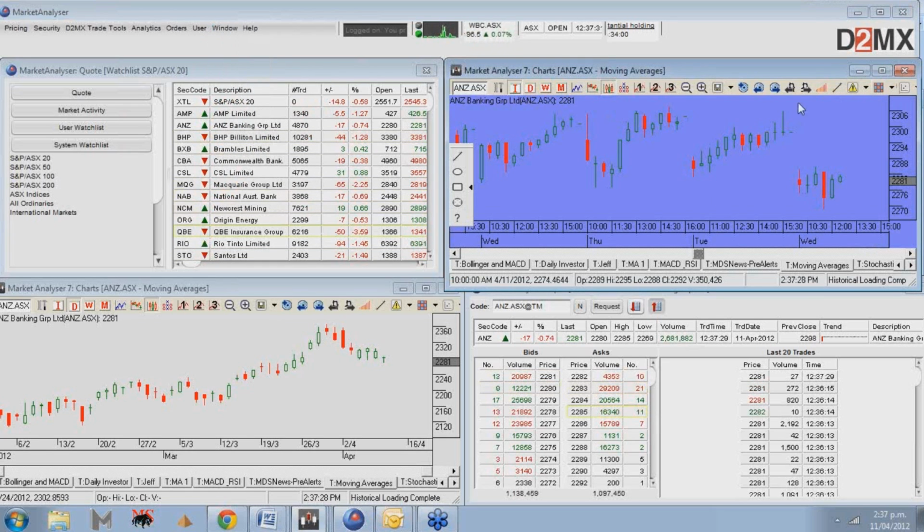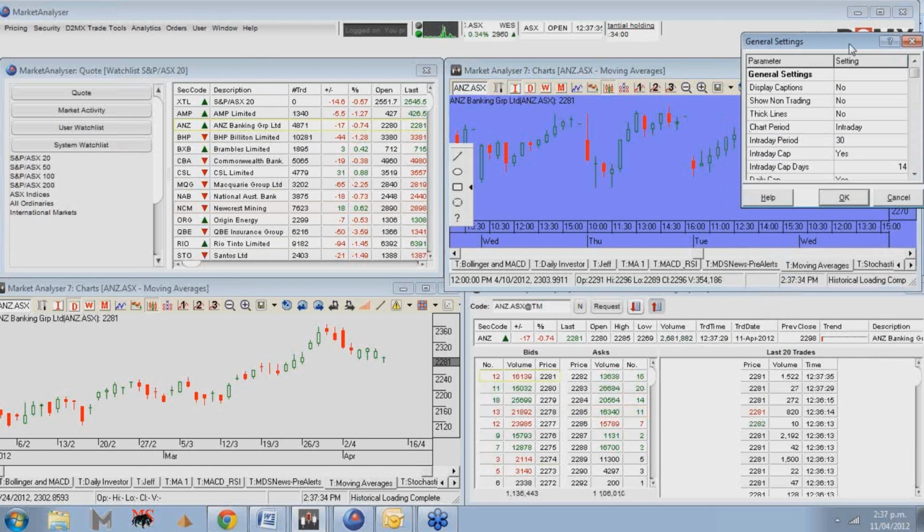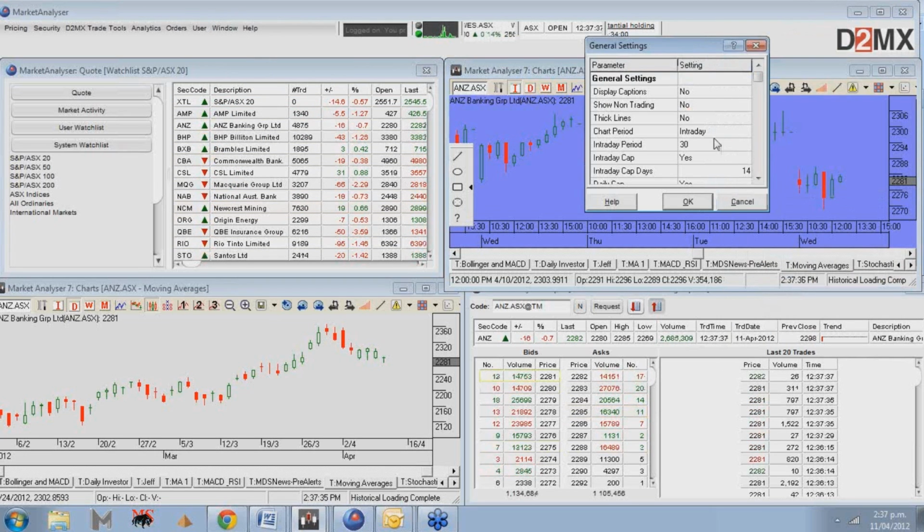The other one, we'll just have a mention while we're talking in chart properties. There's a couple of things you may or may not have been aware of. The intraday charting periods, you can set up the time period that you're looking at here, and that would have been widely used. There's also an intraday cap on. Now the cap only loads 14 days, which is the one underneath, of data. You can remove that cap, and that way it would load all the historical data available.